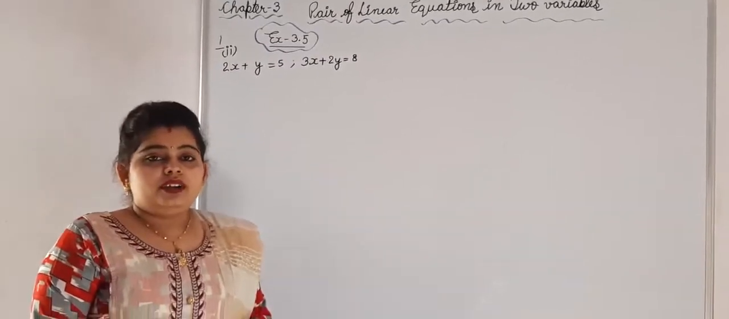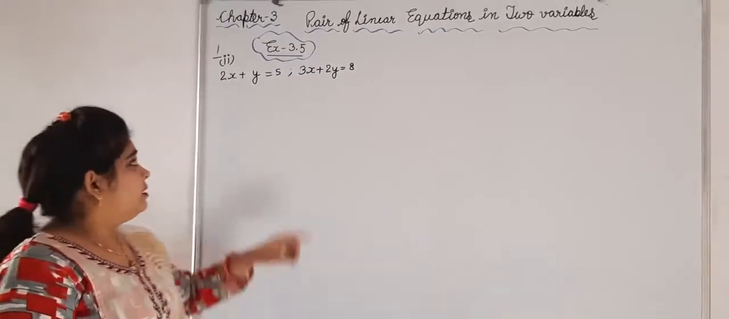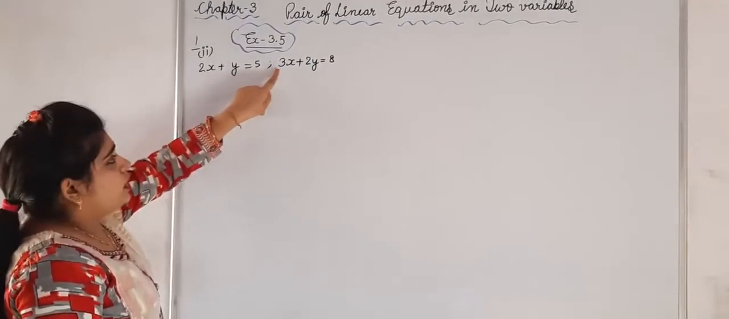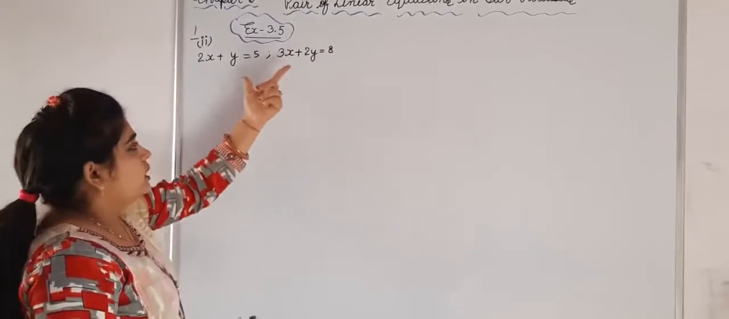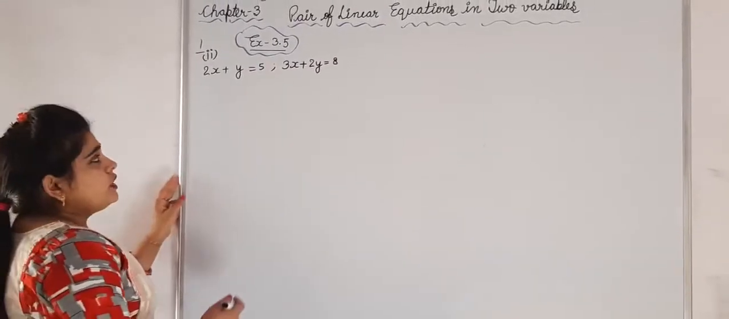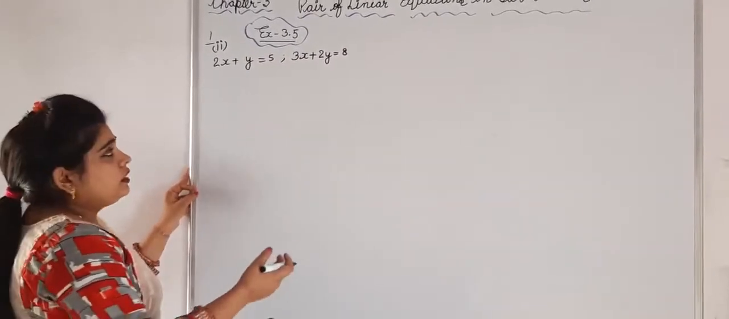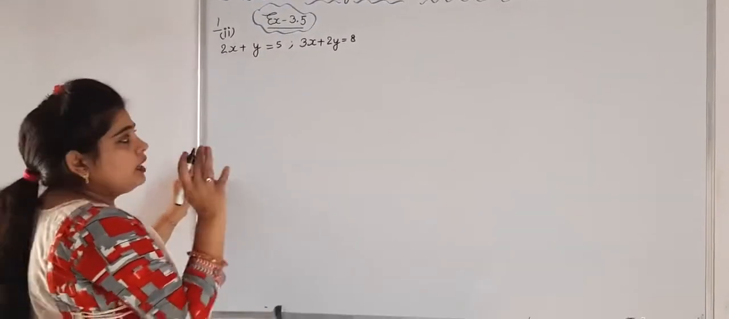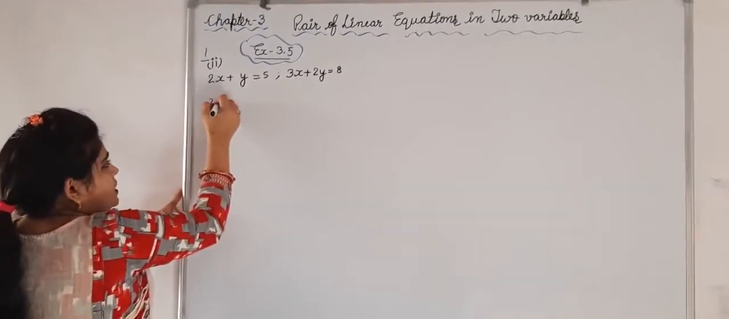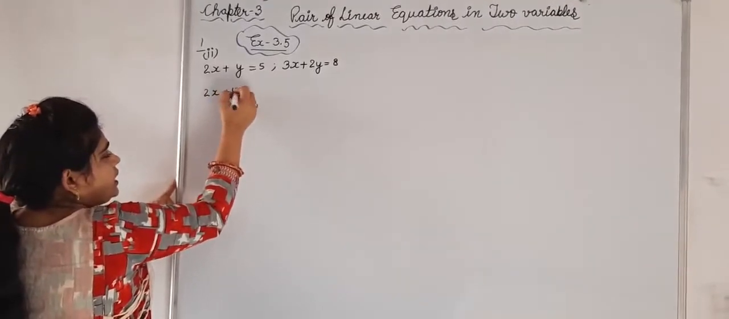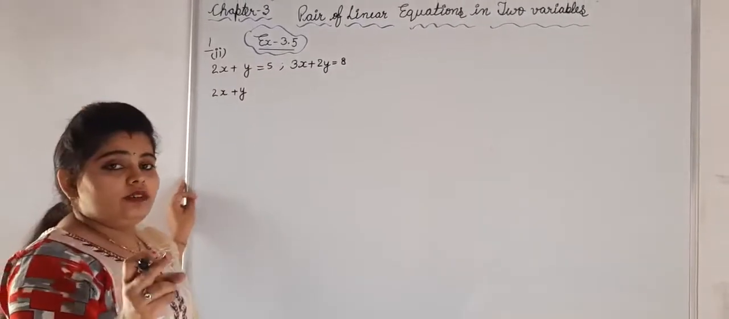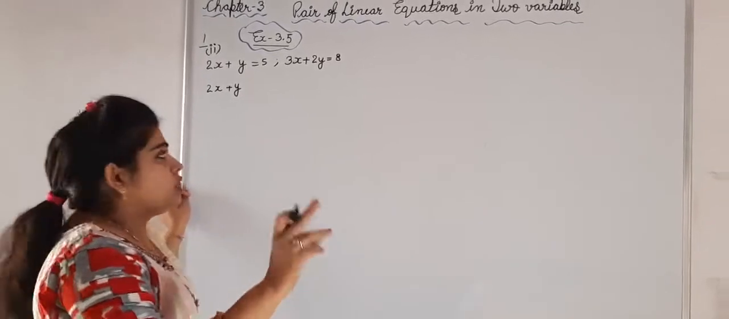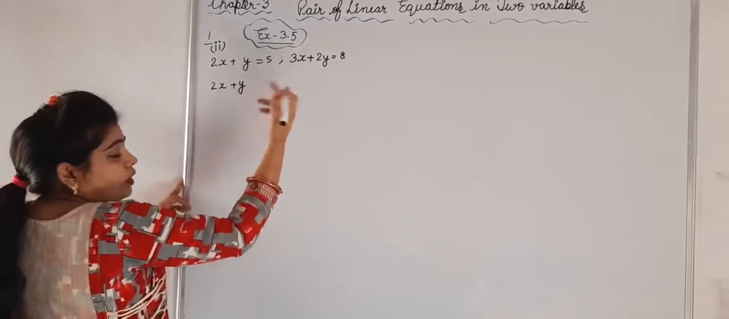In the second part of question number one, what is given? 2x plus y is equal to 5, 3x plus 2y is equal to 8. These two equations are given. First of all, we will arrange these equations according to our standard equations. In our standard equation a1x plus b1y plus c1 is equal to 0, we have to bring the right side equal to 0.